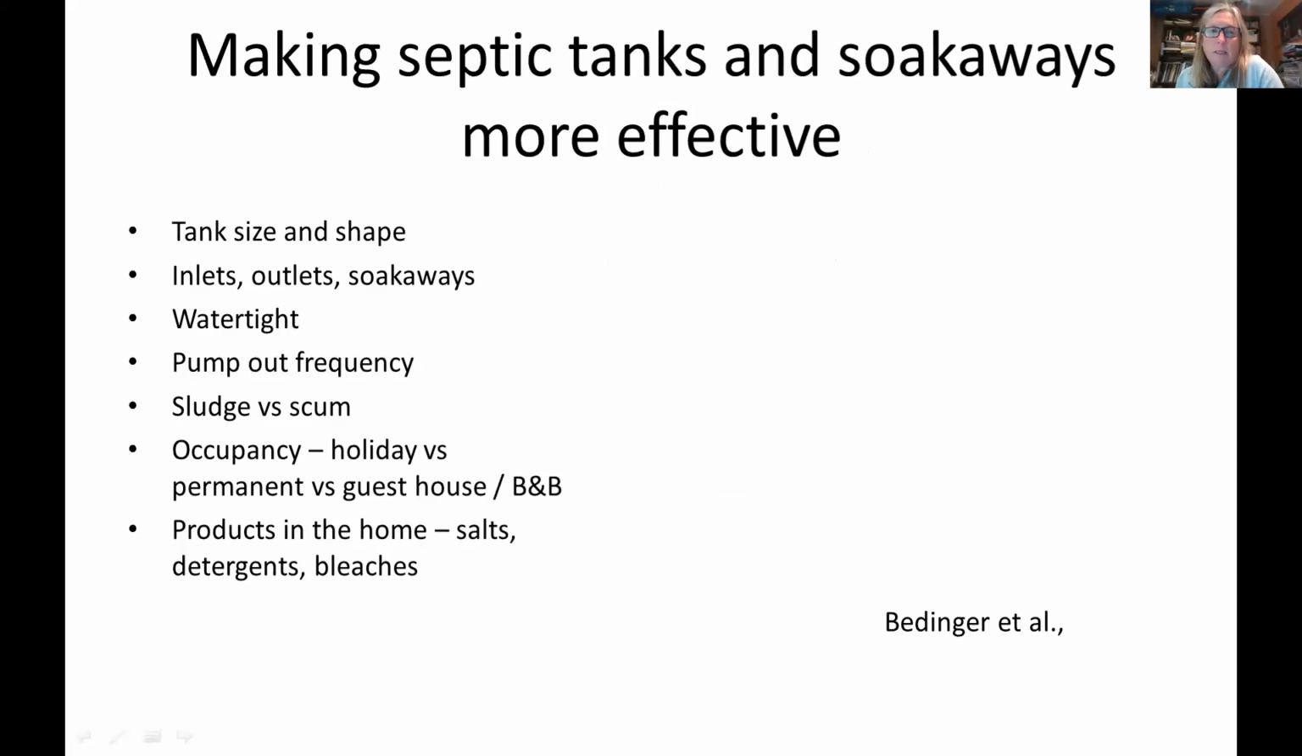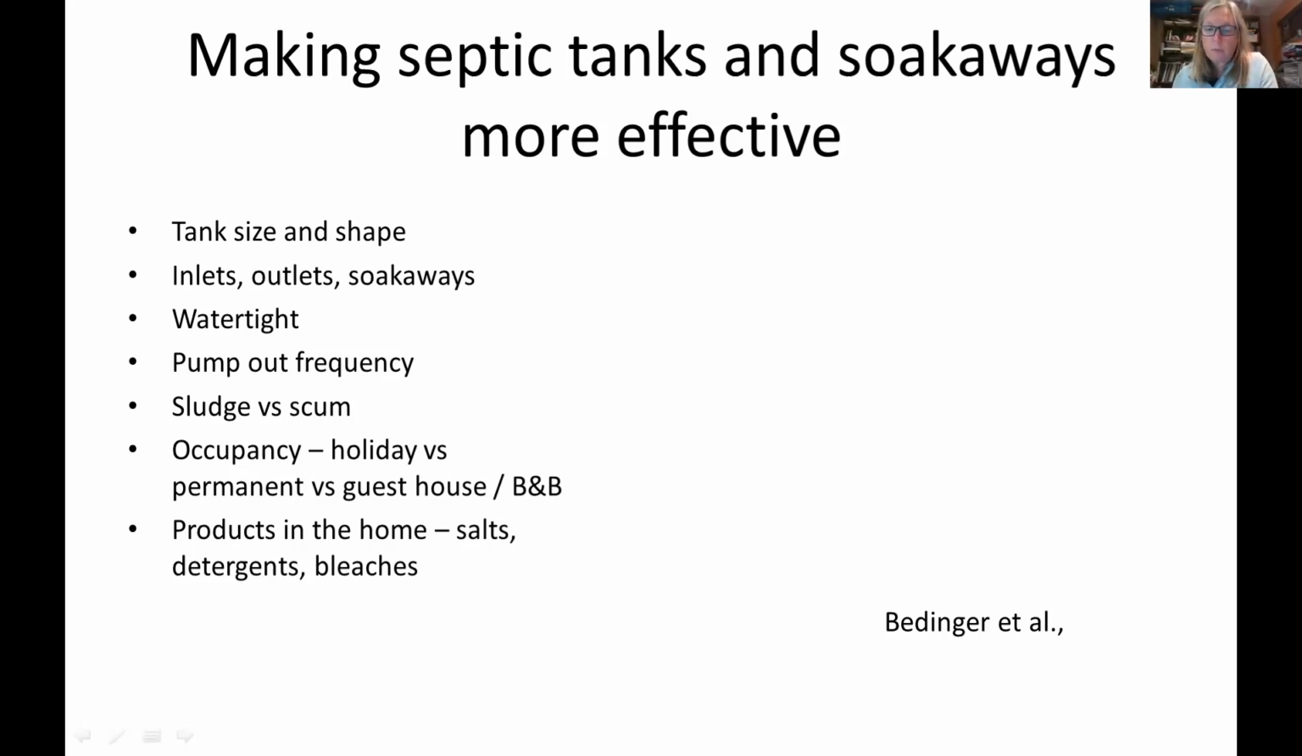But there are many ways that we can look at to make septic tanks and soakaways more effective, and there's a whole bunch of variables. You can look at your tank size and your tank shape. The shape has an impact on where your inlet and your outlet are in relation to each other. If they're too close to each other, then you're short-circuiting the whole process. So where your inlets and your outlets are is important.